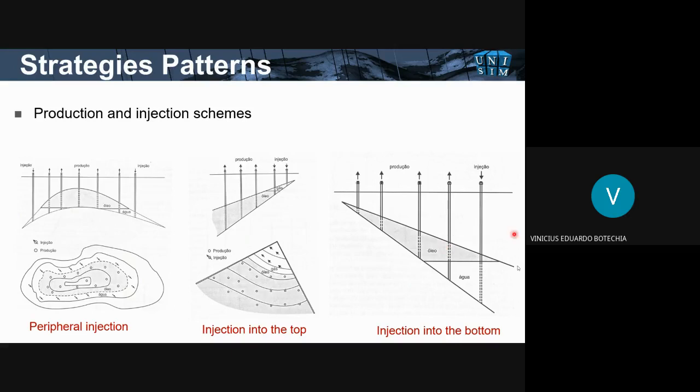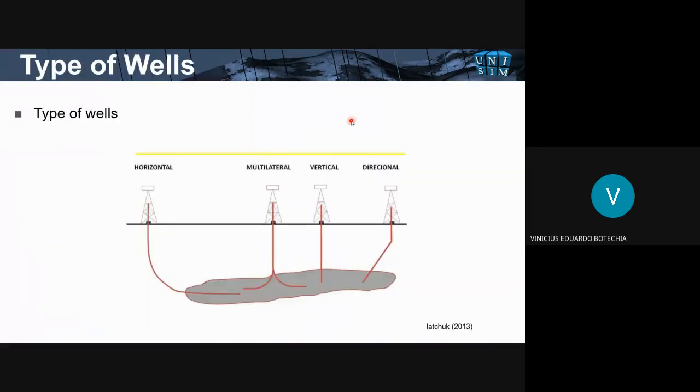Usually you do that when you have an aquifer, when you have a well-defined water-oil contact. So you inject at the bottom and produce at the top. And both of these patterns can be used together, right? This first one is more from an areal perspective, and these two are more from a vertical perspective, let's say.